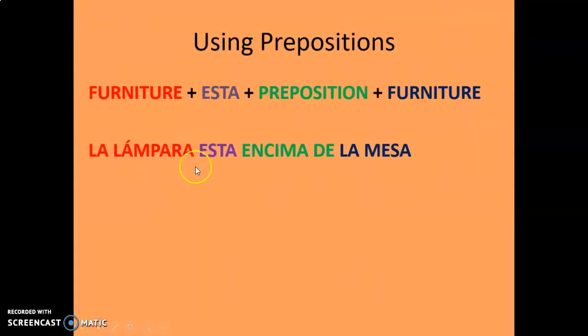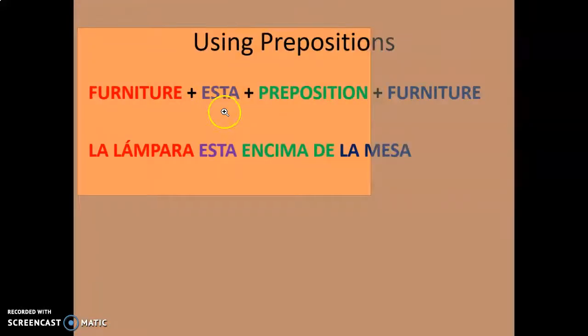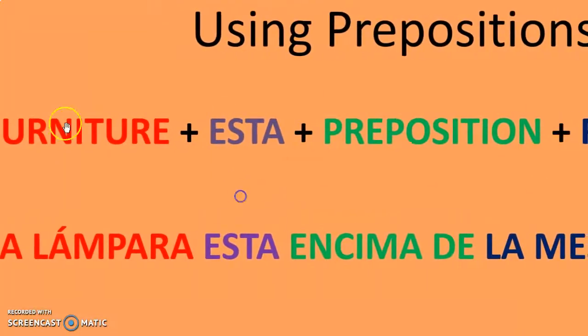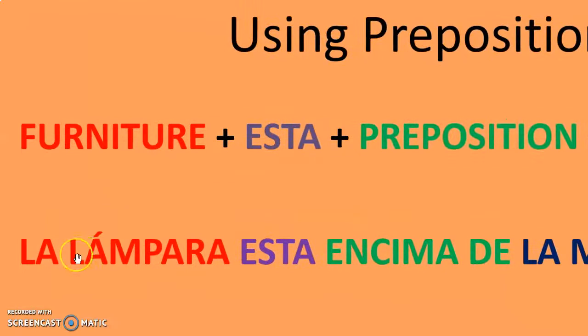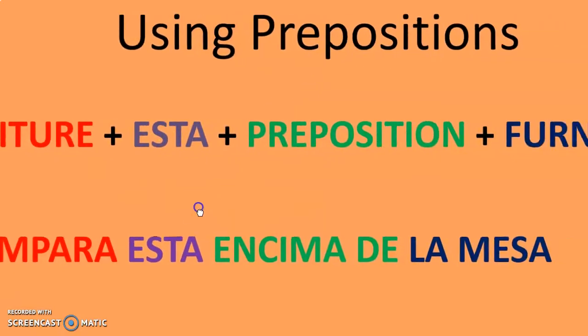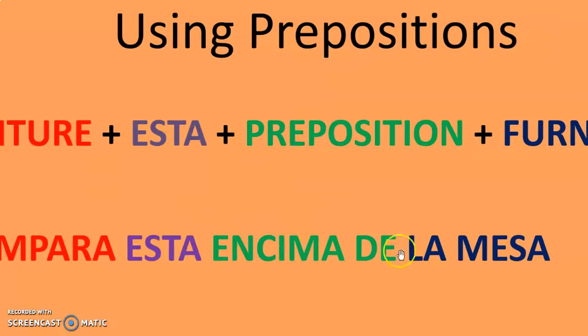Okay, so now here's how you use your preposition. So you got your furniture. So for instance, you got la lámpara. Then we're using this está. Now there should be an accent on that A, so I'm just going to put a little accent going this way on the A. Okay. So el gato está encima de la mesa.